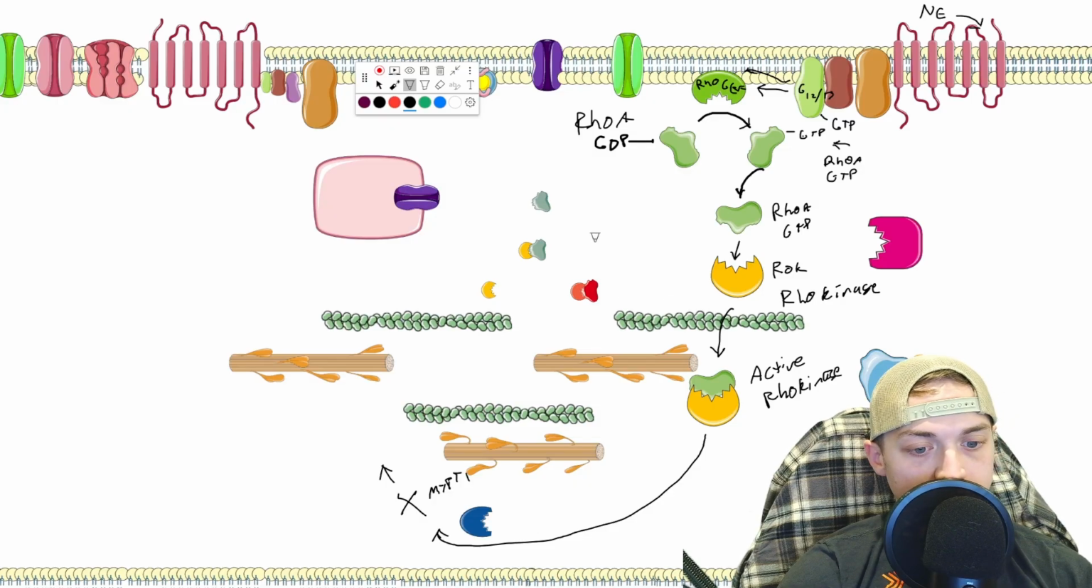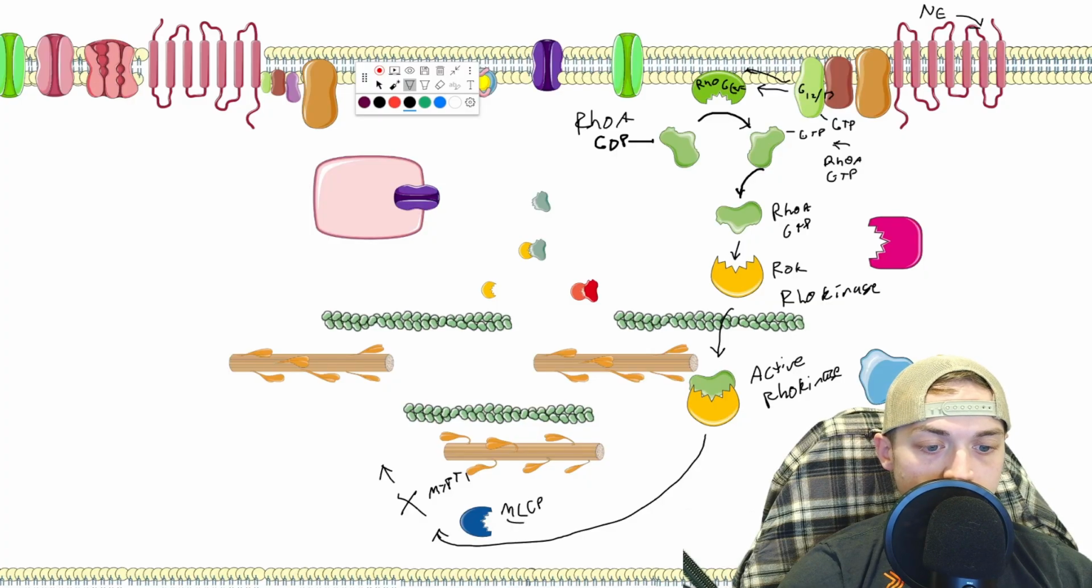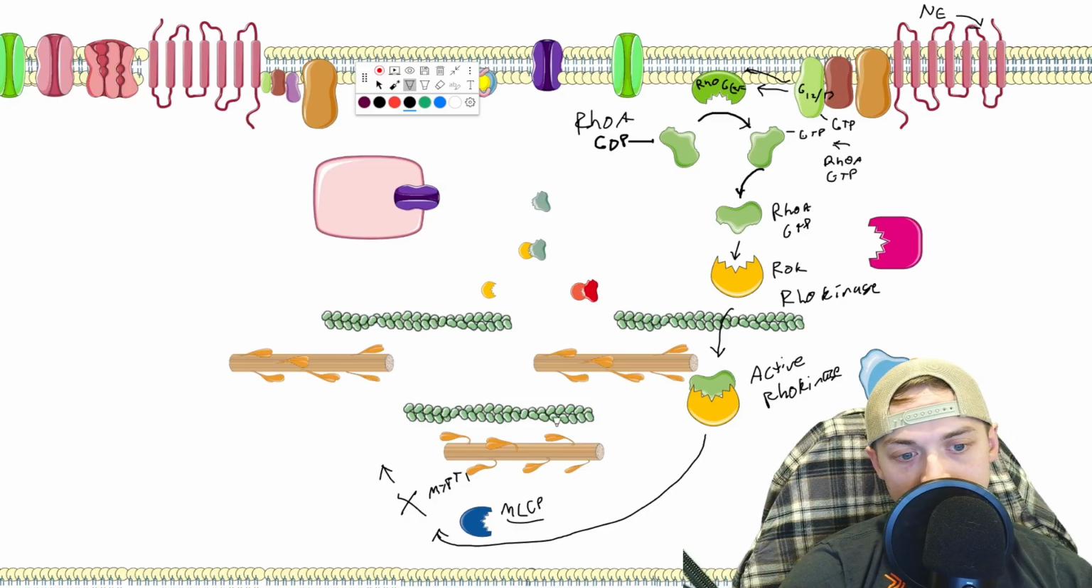And what this is going to do is it's going to come down here and it's going to phosphorylate our myosin light chain phosphatase. So remember, MLCP. More specifically, it's going to phosphorylate the MYPT1 subunit of the MLCP myosin light chain phosphatase enzyme. Now, when that happens, well, guess what? It can't break down the phosphates that we have on our myosin heads. So this smooth muscle is going to stay contracted.